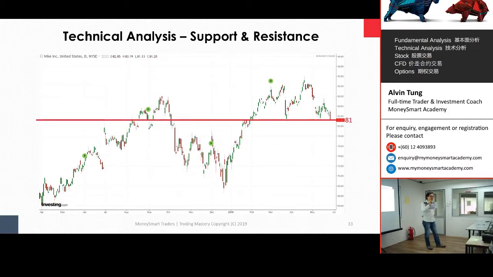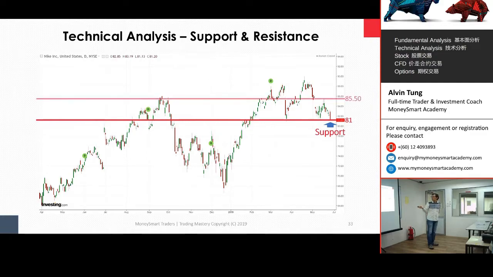Every time the price comes to 81, somehow there are investors and traders pushing the price up, buy up. Every time coming down, buy up. Doesn't break 81. Right? So there's a common term that we always use. We say this is support. Okay, so when we draw this line, we call this a support line.